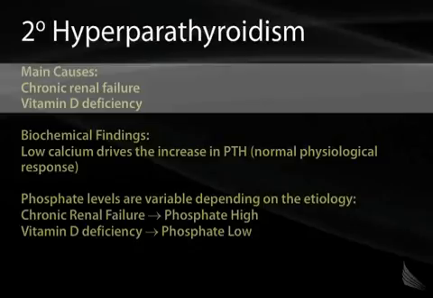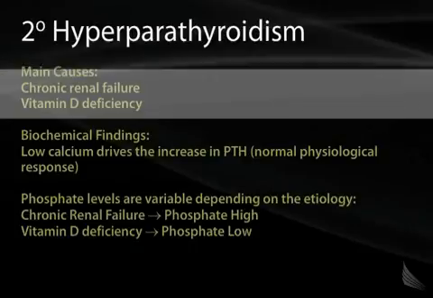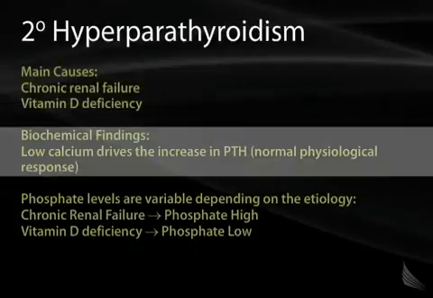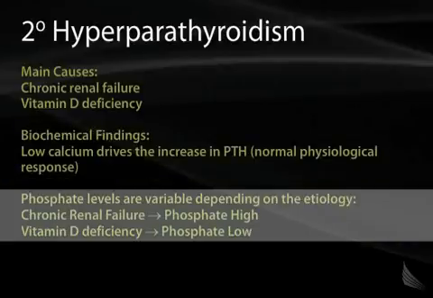So again, going to some more details about the secondary causes of hyperparathyroidism, the main causes are chronic renal failure or vitamin D deficiency. The main differentiating biochemical findings between the two is the phosphate levels, because both of them have low calcium. So it is the low calcium that is driving the PTH, but the phosphate levels are variable depending on whether it's chronic renal failure or vitamin D deficiency. In chronic renal failure, phosphate levels are usually high, and in vitamin D deficiency, phosphate levels are often decreased.